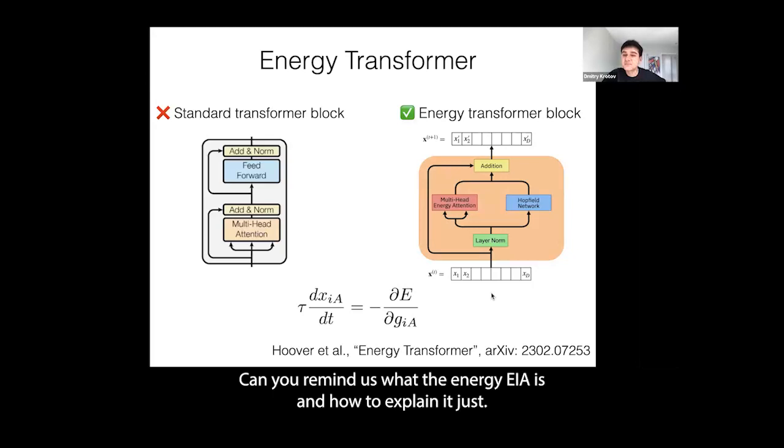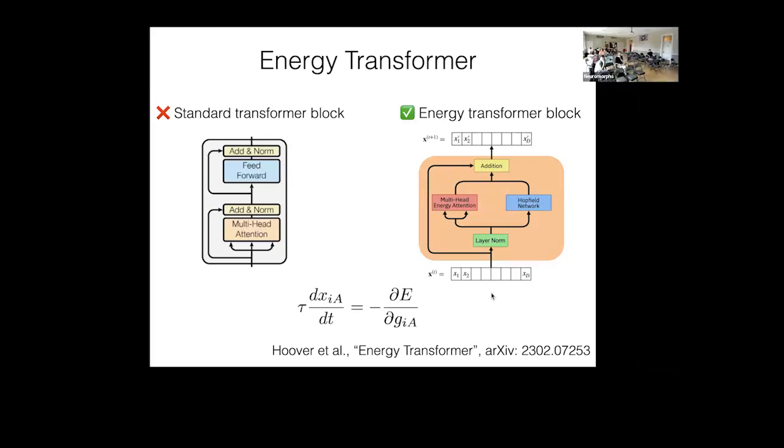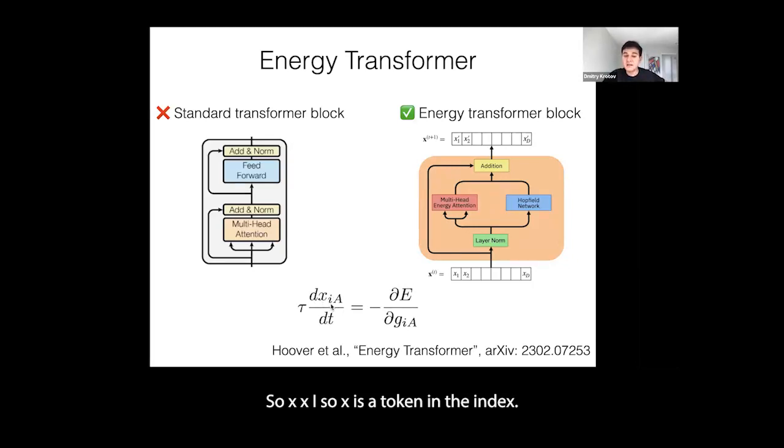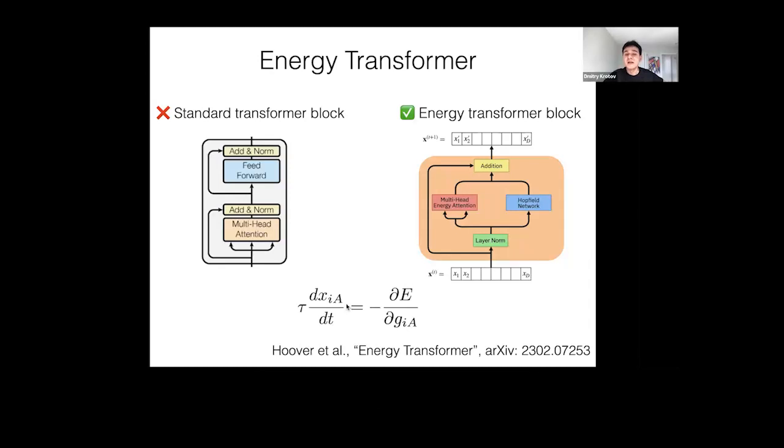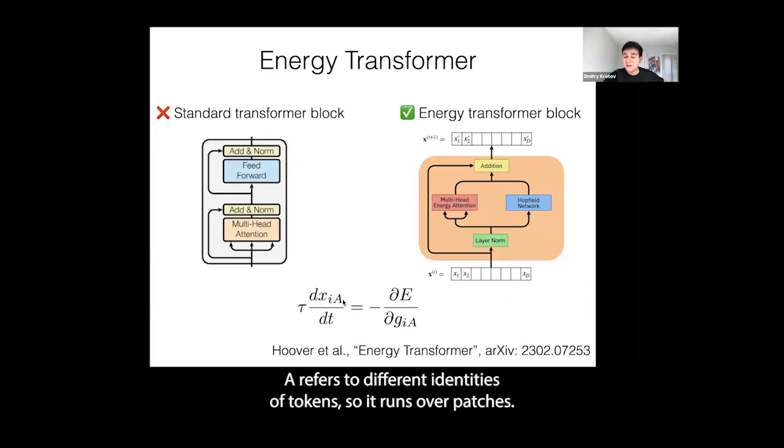Dmitry, could you remind us what the G_iA is and how it relates to X_iA? Right. So X is a token, and index i refers to the internal vector dimension of the token. As you know, in transformers and in the energy transformer as well, each word in a sentence or each patch in the image is represented by a d-dimensional vector, which is called a token, right? So index i refers to this index that runs from 1 to d. Index A refers to different identities of tokens. So it runs over patches if we are doing images, or it runs over tokens in the sentence, like subwords, if we are doing some kind of language tokenization.